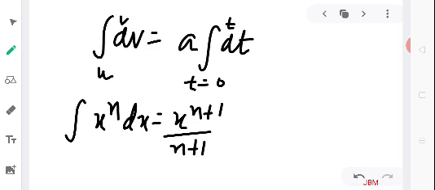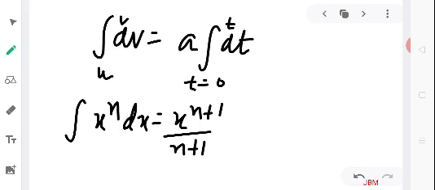Integral x to the power n dx is equal to x to the power n plus 1 by n plus 1. Now you might be wondering which term in the above expression can be written as x to the power n? What is x? What is n? Now let me show you.